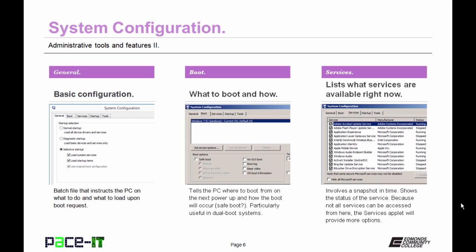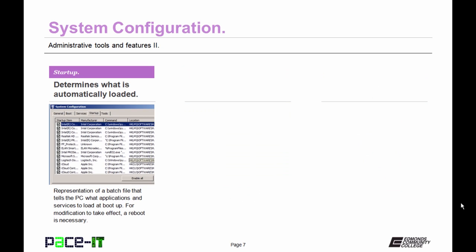The Services tab shows what services are available to the PC right now. It involves a snapshot in time. It shows the status of the service as well. Not all services are listed there, but they all can be accessed from the Services applet, which will provide more use. From the Startup tab, the administrator can control what is loaded automatically upon boot.